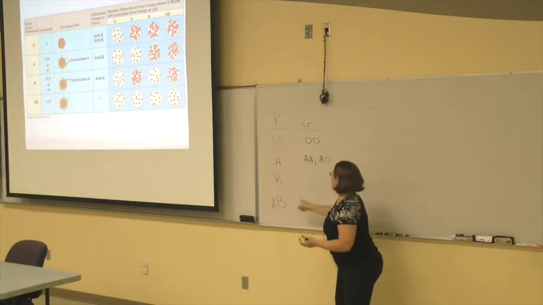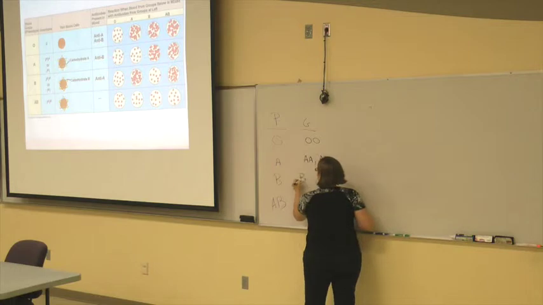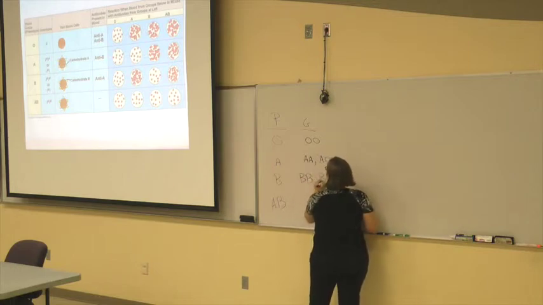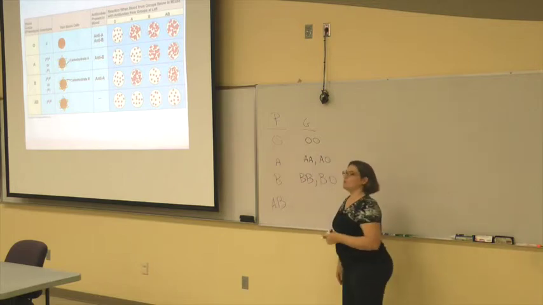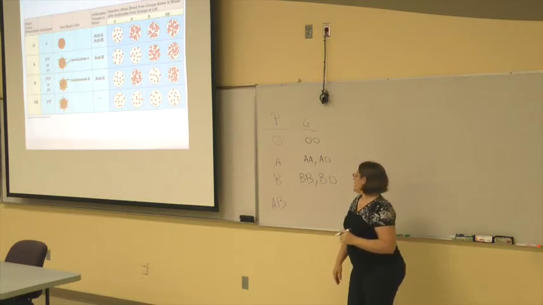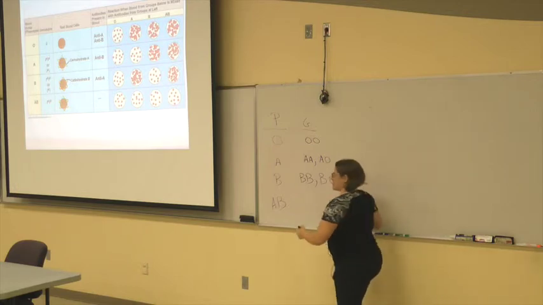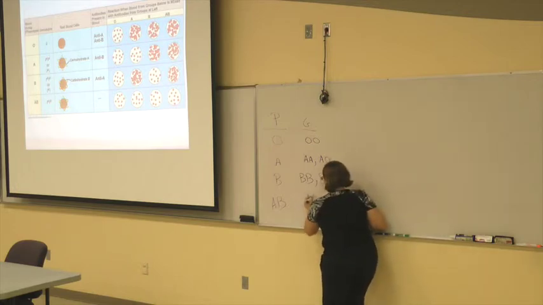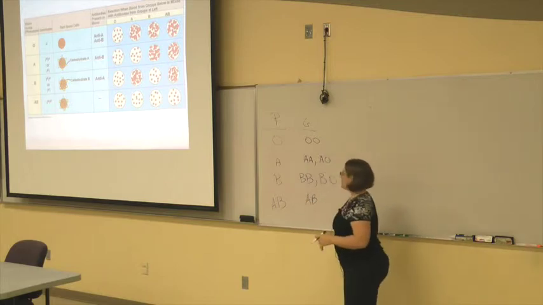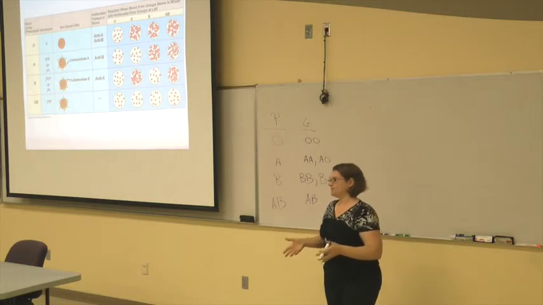If you are B blood, it's the same situation. You can be homozygous for B blood, or you could be heterozygous for B blood. You probably don't know. If you're AB blood, your genotype's got to be AB. The only reason why this blood type exists is because the A and B alleles are equally dominant. They're co-dominant to each other.